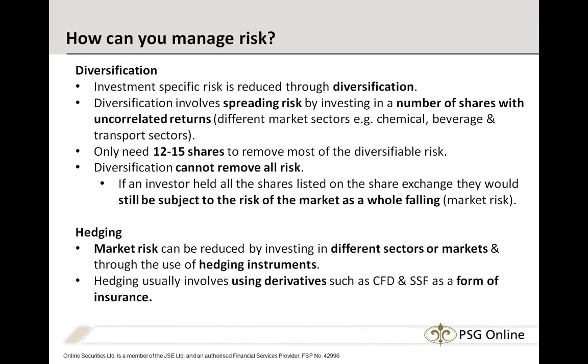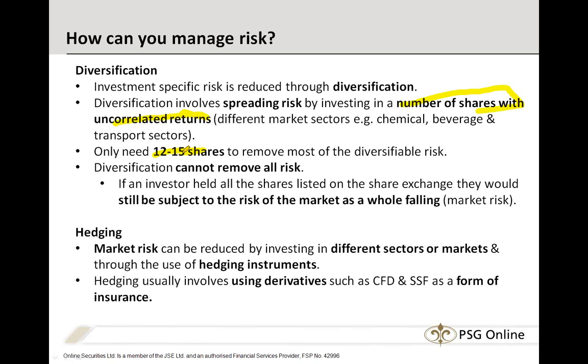Okay, so diversification, as I say, you want to buy into a number of different shares with uncorrelated returns. So, for example, maybe buy some shares in the chemical, beverage, and transport sectors. You don't want to put all your eggs in gold or all your eggs in platinum shares. So you're going to have between 12 and 15 shares to diversify your risk. But obviously, you never remove all the risk. You can own all the shares in the market. If the market falls, your whole portfolio is cleared out. That's why you want to put your eggs in different baskets.